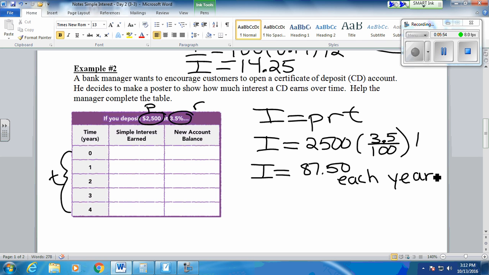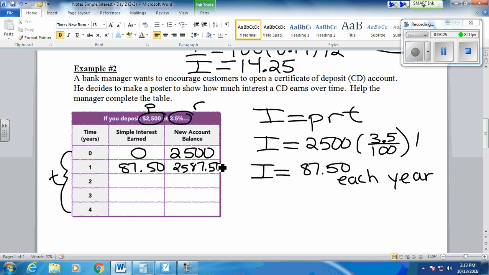So each year, I'm just going to be adding on that amount. So again, in the 0 years, you're not earning any simple interest, so your account balance starts out with the $2,500 that you've deposited. After 1 year, we've now determined that you will earn $87.50. We now add the account balance and the simple interest to get the $2,587.50. And because we're earning $87.50 each year, I'm just going to add that on.